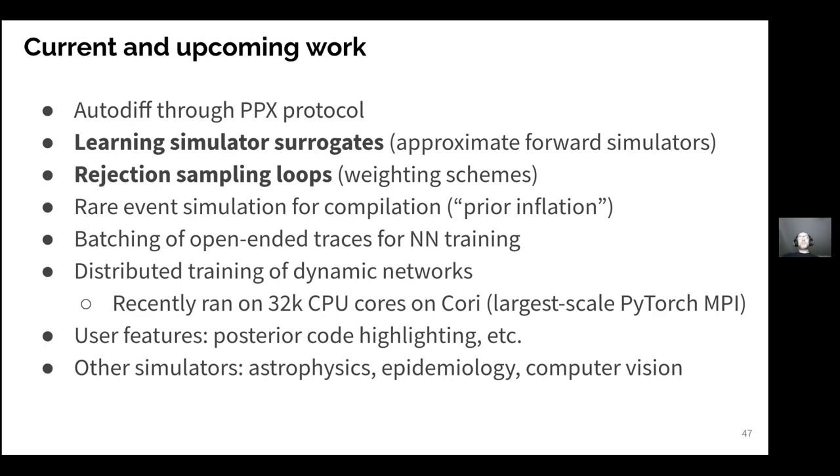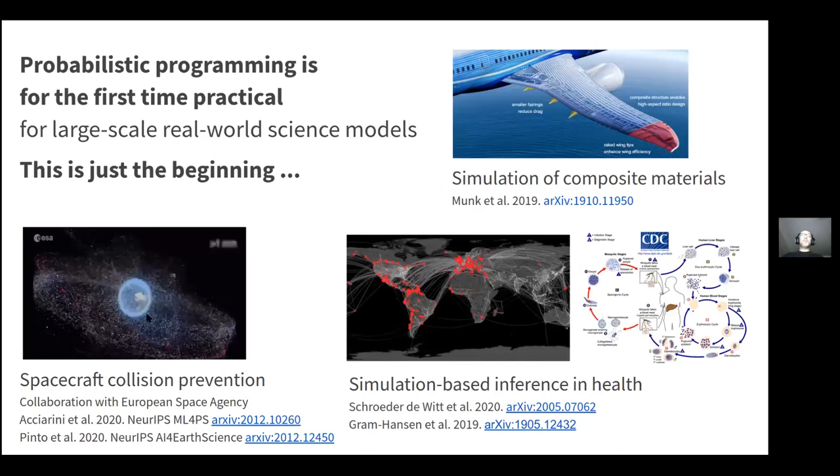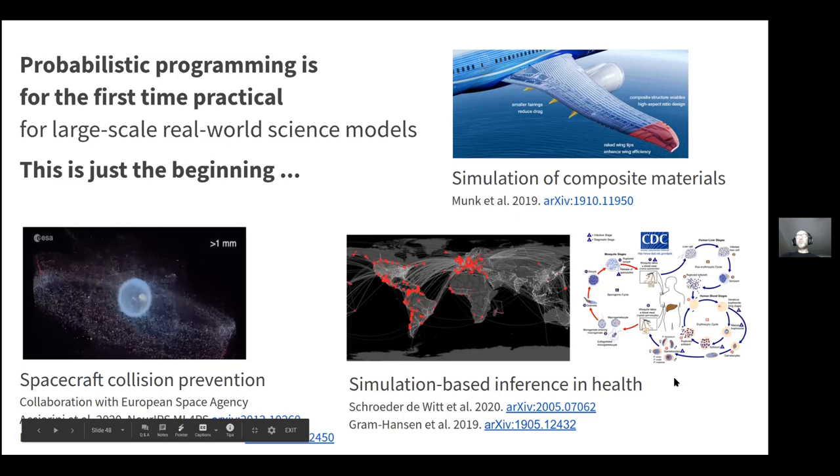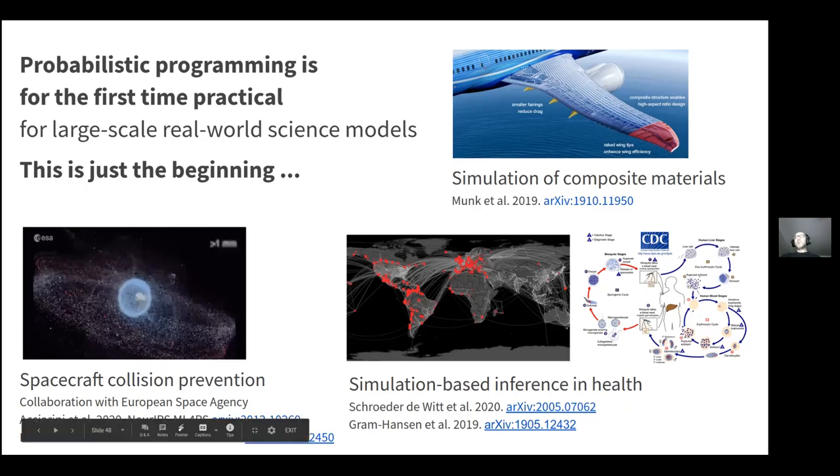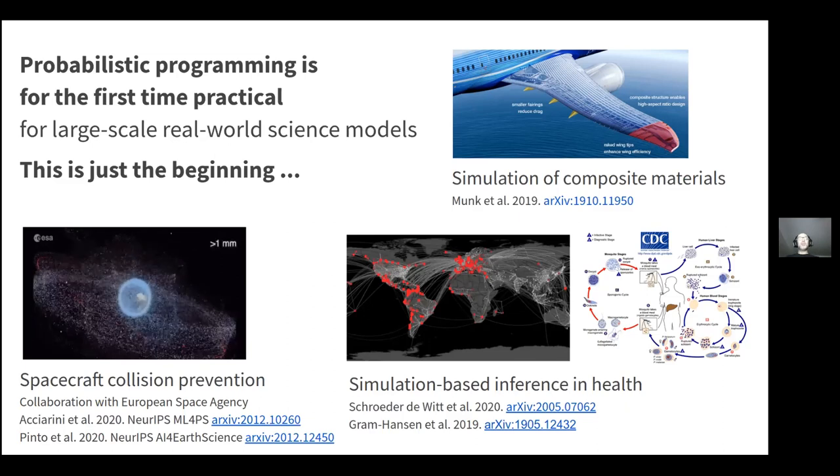Currently, for example, I have a collaboration with the European Space Agency. We do something similar for spacecraft collision prevention. They have simulators for spacecraft in orbit, mainly satellites, and you have to predict collision events. There are students in Oxford working on epidemiology models, and this was happening even before the coronavirus pandemic. We had some work on malaria simulation. And there are other people working on simulation of materials and things like that. So when you have a simulator, don't just assume that's the whole thing you can do with it. You can do interesting, cool stuff with your simulator in machine learning and probabilistic machine learning.